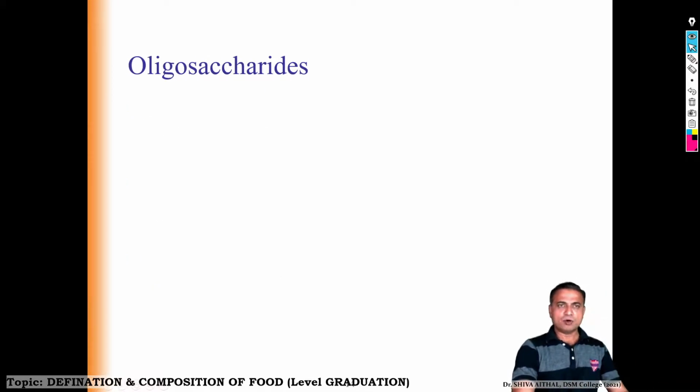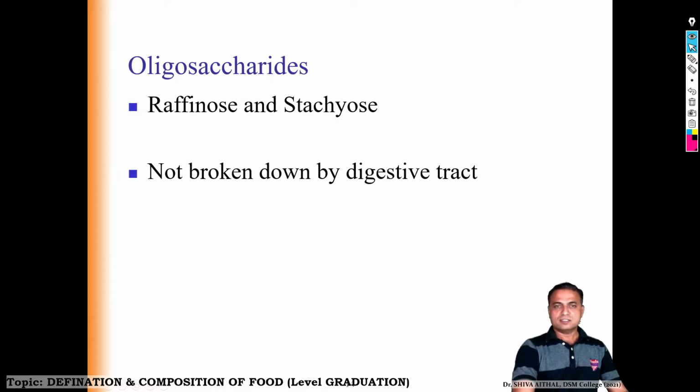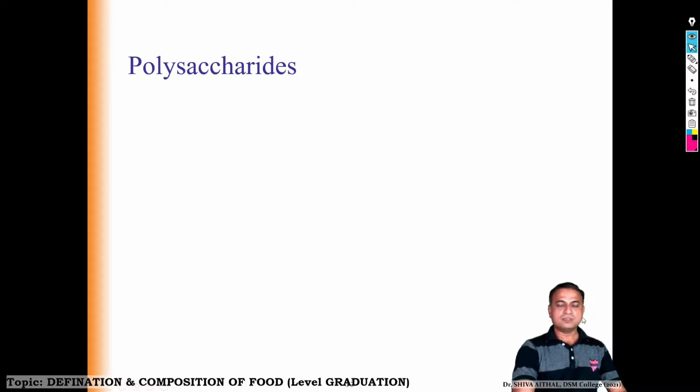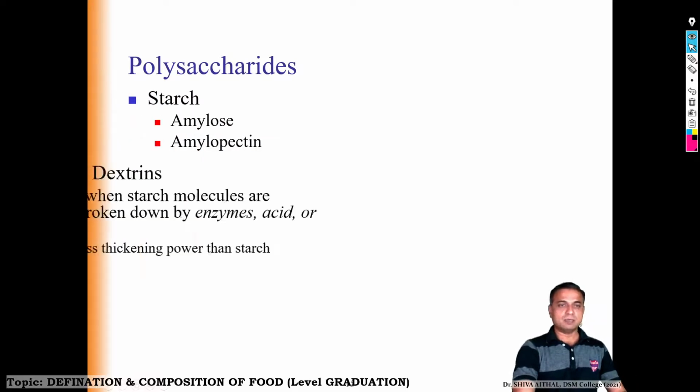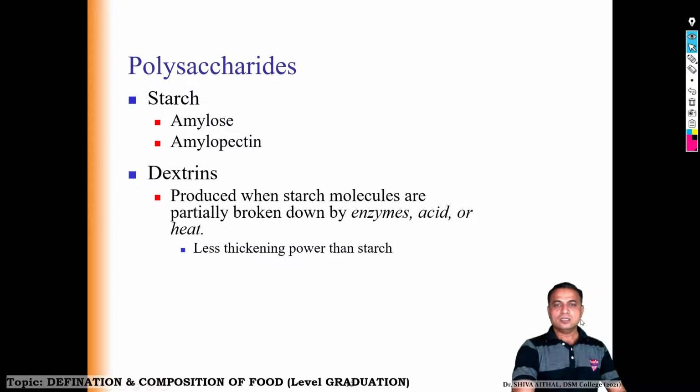Similarly, in carbohydrates, oligosaccharides like raffinose and stachyose, which are not broken down by our digestive tract, are found in dried beans. Polysaccharides like starch are made up of amylose and amylopectin. Dextrins, as I said, are repeated molecules of glucose with a certain cross branching, and they give rise to dextrose, which is part of many foods.